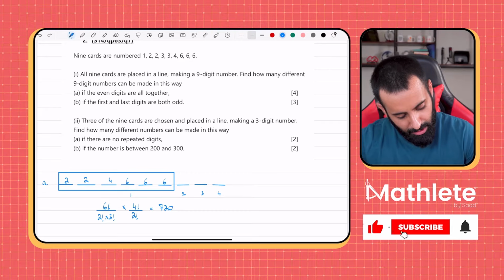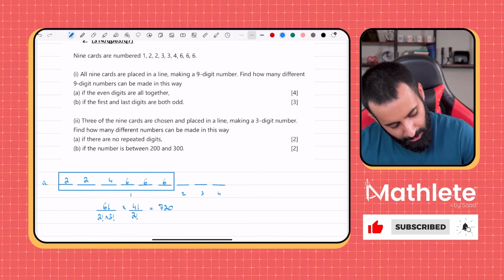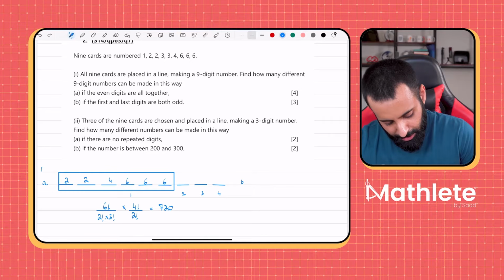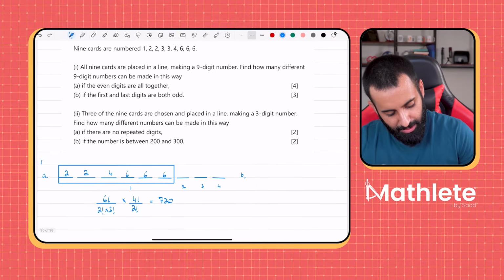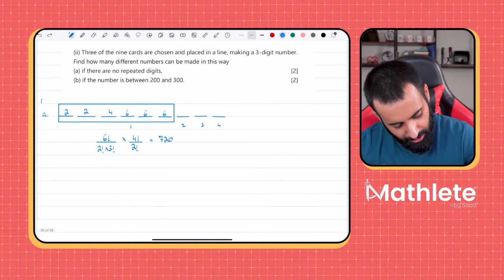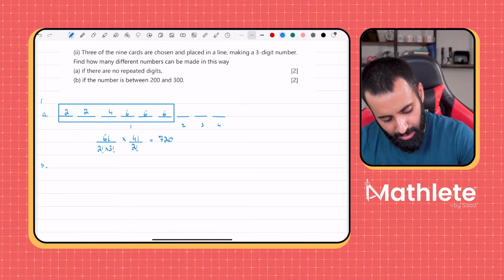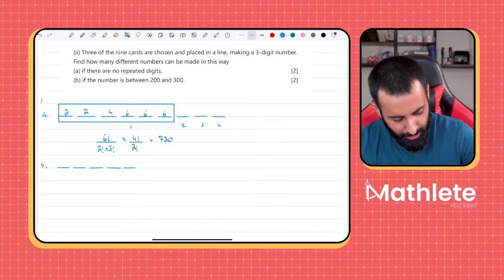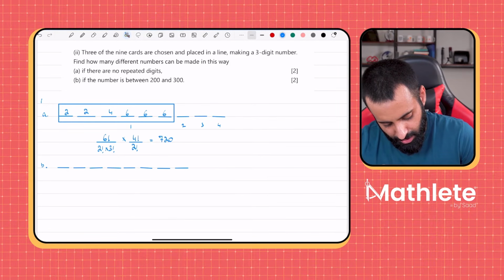Okay, now let's talk about part B. This was part A, now let's talk about part B. Part B says if the first and last digits are both odd. Okay, so once again we are dealing with 9-digit numbers, but the condition is that the first and the last digits both have to be odd. So let's start by making 9 blanks. 1 2 3 4 5 6 7 8 9.